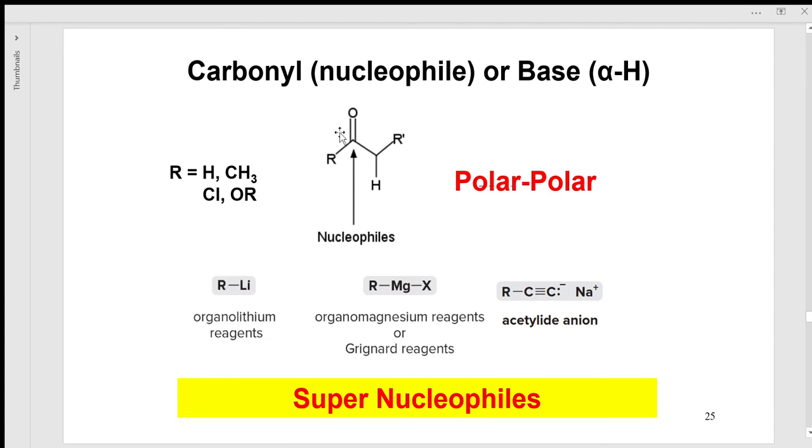Carbonyl compound, again, the structure and the sites of reaction that they have. This carbon bears a positive charge. A nucleophile is basically a molecule which has extra electrons that it can share with this carbon. So we learned the super reactive lithium reagent, the very reactive magnesium reagent, and another very reactive one, the acetylide anion. This is also an organometallic compound. They normally react with the carbonyl carbon here.